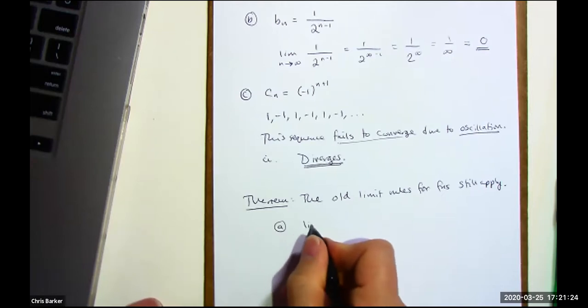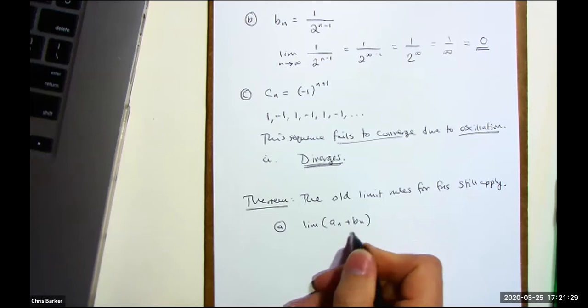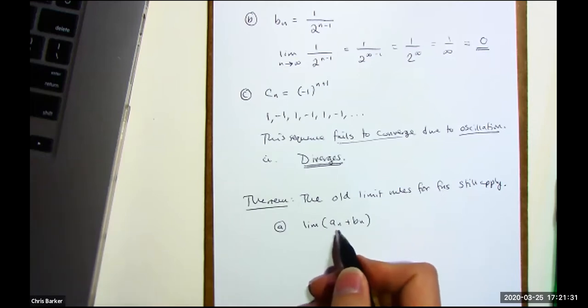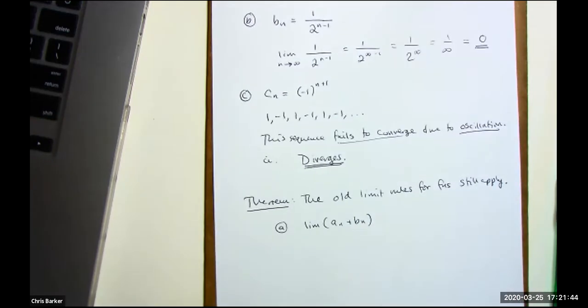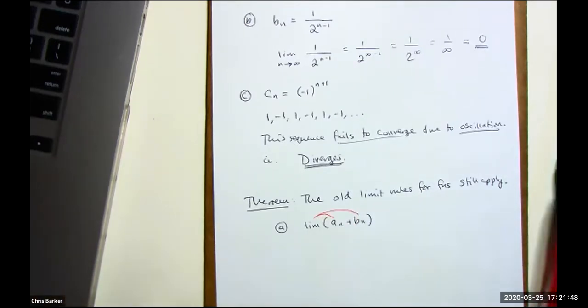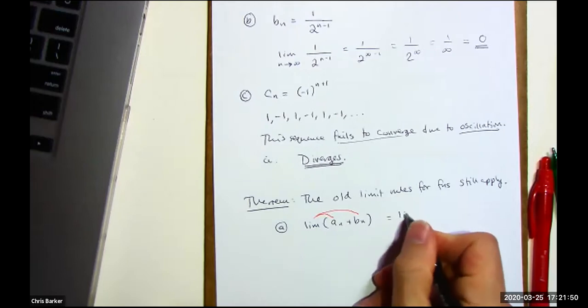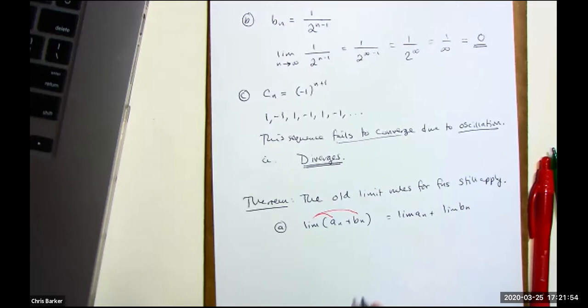If you take the limit of a sub n plus b sub n, so you've got two sequences, but remember, sequences are functions, remember? That was our original definition, a sequence is a function, and the only difference is these functions have natural number domains. So these are functions. So what can you do with that limit? You can distribute it. And so you get the limit of a sub n plus the limit of b sub n.